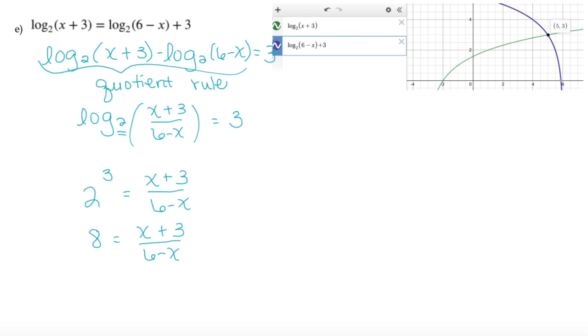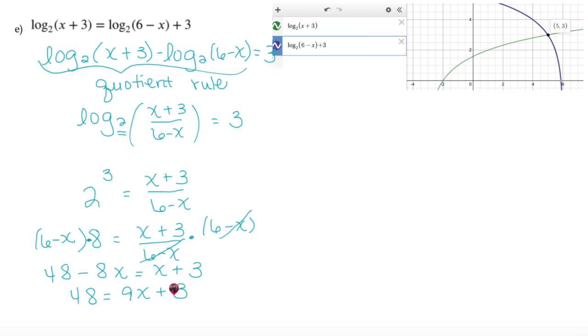To eliminate our denominator, I'm going to multiply both sides by 6 minus x. I can distribute the 8 so that we have 48 minus 8x is equal to x plus 3. Add 8x to both sides. 48 is equal to 9x plus 3. Subtract 3, so 45 is equal to 9x. And x is equal to 5.